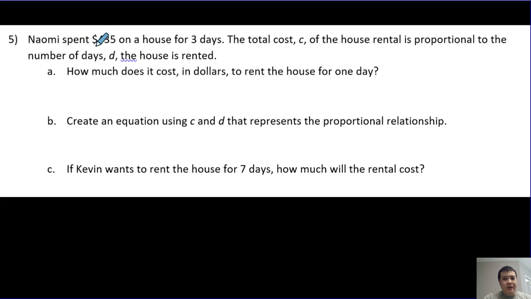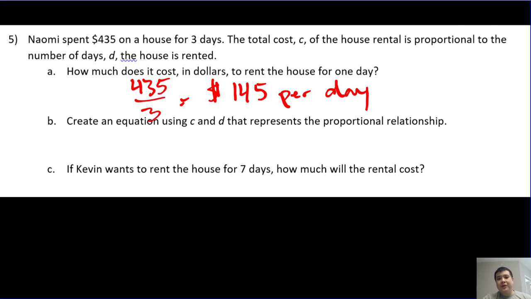So Naomi spent $435 on a house for 3 days. Total cost C of the house rental is proportional to the number of days D the house is rented. How much does it cost in dollars to rent the house for 1 day? Go ahead and try that one out on your own. What you should have done is 435 divided by 3 because it's dollars per day, and gotten $145 per day.